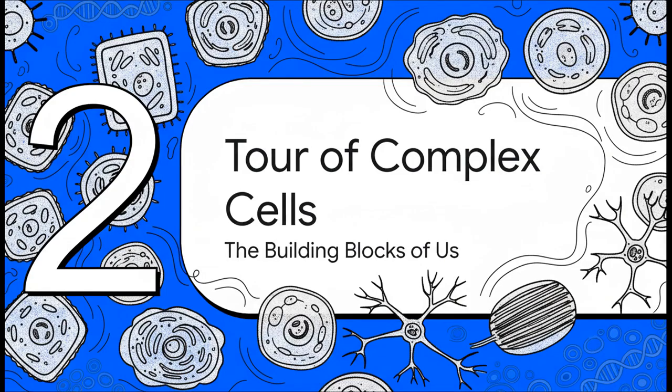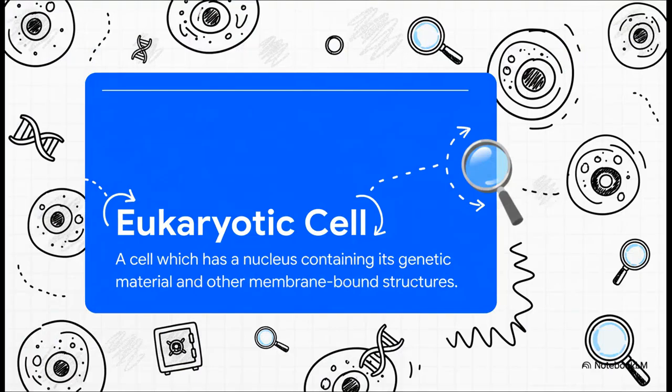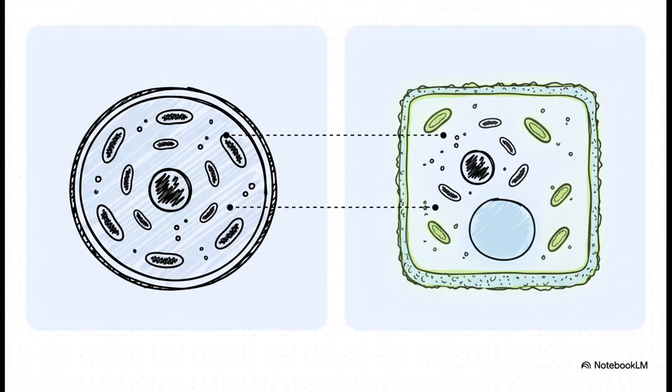So now that we have our tools and we have our techniques, let's actually start our tour. And we're going to begin with the complex cells that make up plants, animals, and yep, us. The big, fancy name for these is eukaryotic cells. And the most important thing to remember about them is that they have a true nucleus. Think of it like a secure vault, a special compartment that holds all the genetic blueprints, all the DNA, safe and sound. Now, within this eukaryotic family, you've got your two main players, animal cells and plant cells.